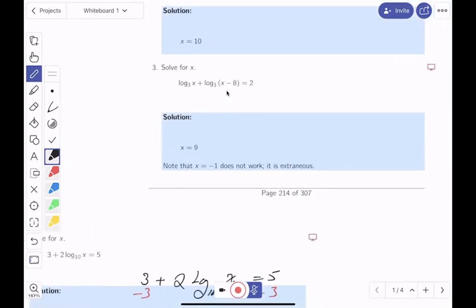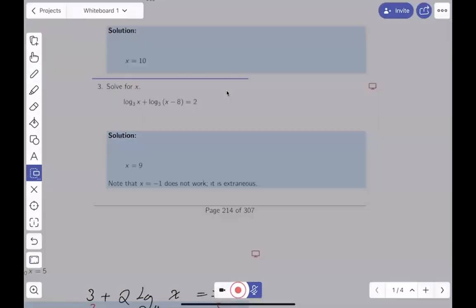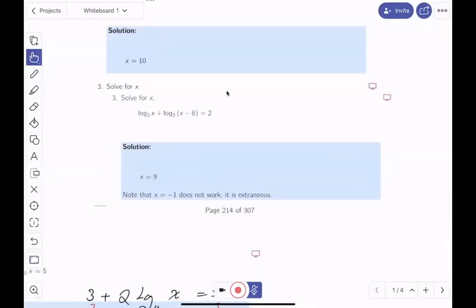All right, let's go to number 3. Again, relatively simple questions. This should be rather straightforward.